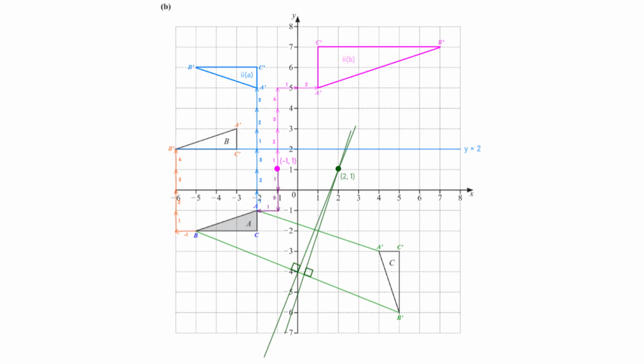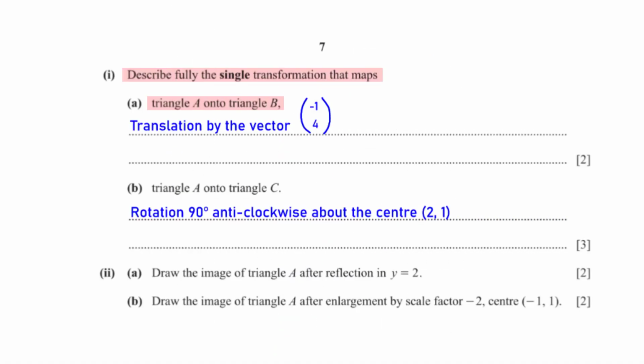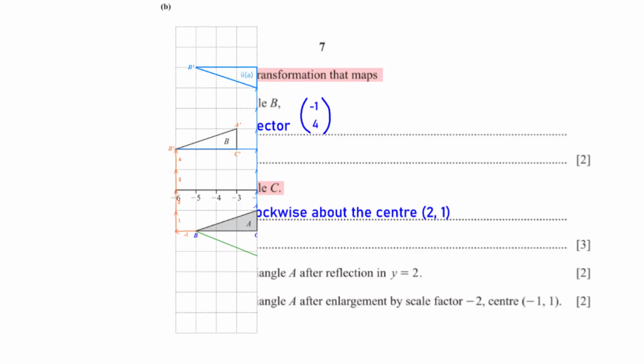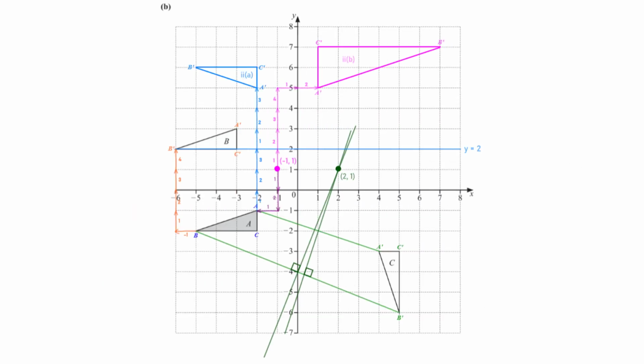From the illustration, we see that the translation vector is (-1, 4), and so the full description for the transformation is translation by the vector (-1, 4). Describe fully the single transformation that maps triangle A onto triangle C. When we look at triangle A and its image triangle C, we can tell straight away that this is a rotation 90 degrees in the anti-clockwise direction.